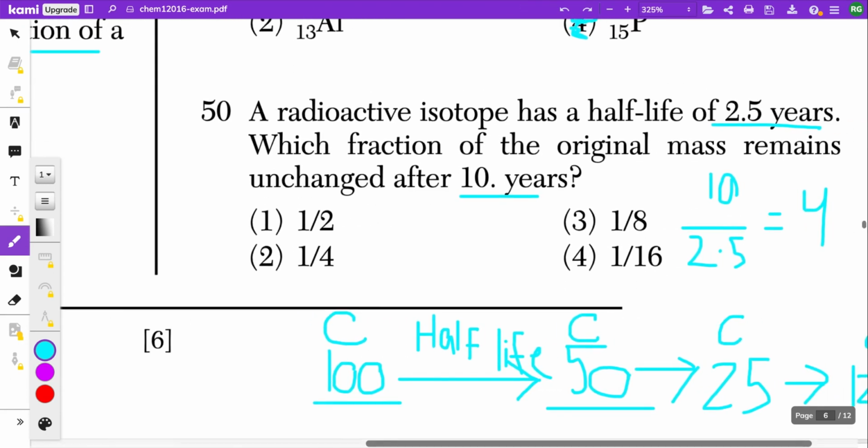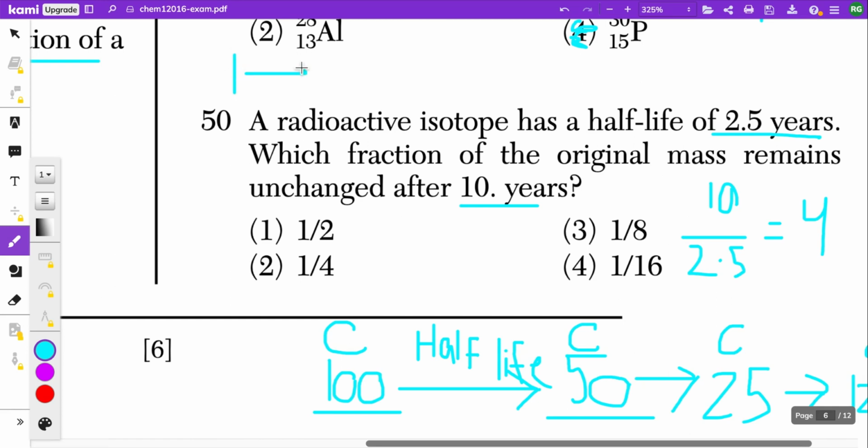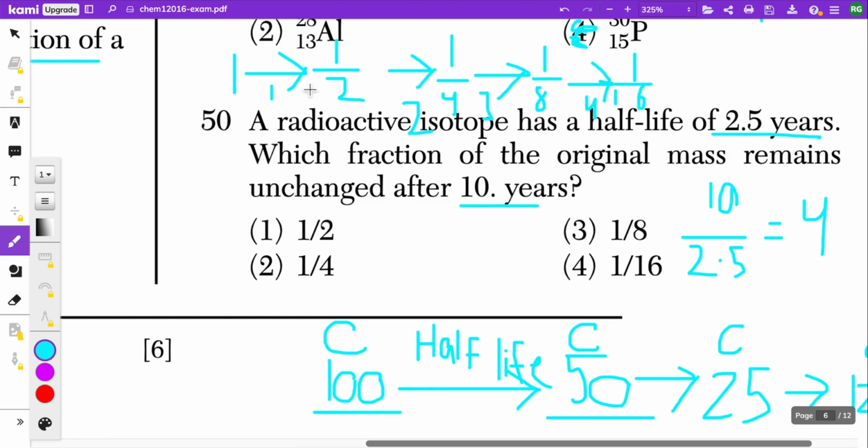Imagine we have 100% of our nuclei. Then it's going to decay to half the amount. This is one cycle. Then it's going to decay to 1/4 the amount, the second cycle. Then it's going to decay to 1/8, the third cycle. And then 1/16, the fourth cycle. In every one of these cycles, 2.5 years passed. So this is 2.5 years, 5 years, 7.5 years, and then 10 years. You can see how it matches up with what we have right here. This is going to decay to 1/16 of our original amount.